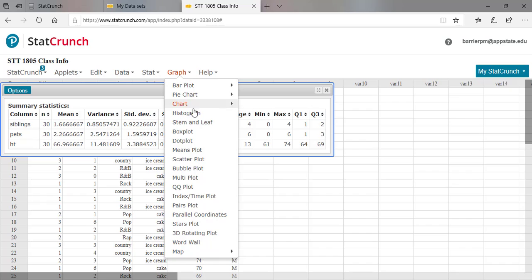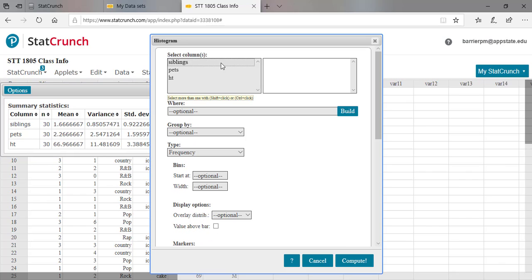So I'm going to graph histogram. I'm actually going to do just like last class. I'm going to hold down the control button. I'm on a PC today. If you are using a Mac, you hold down the command button and select as many as you'd like for different histograms.